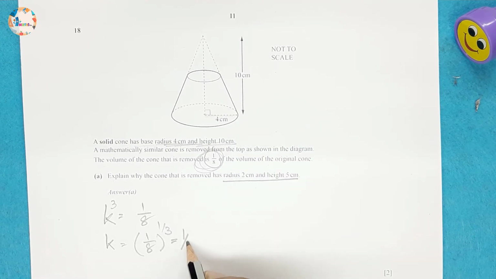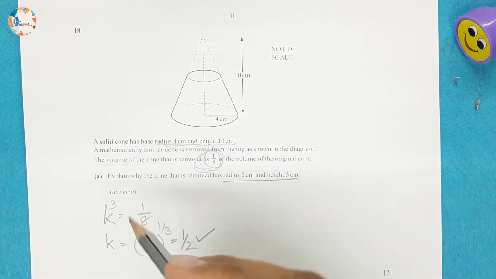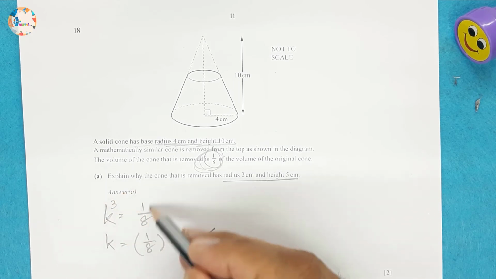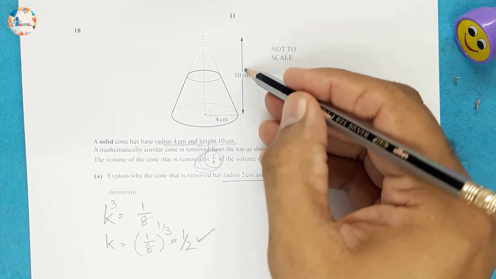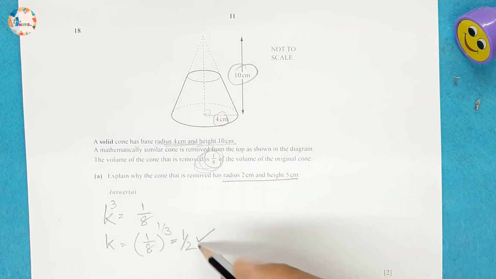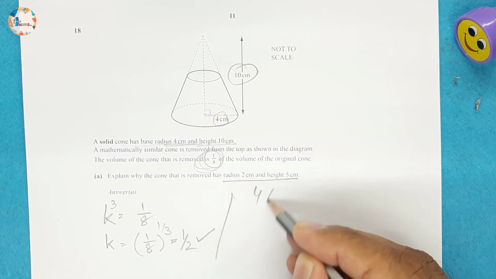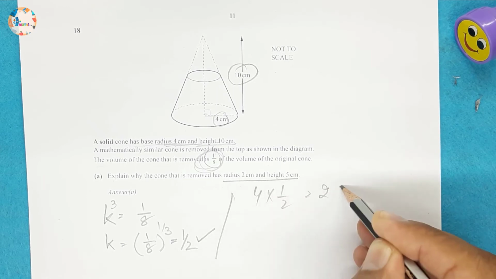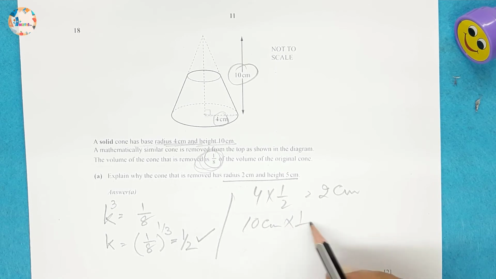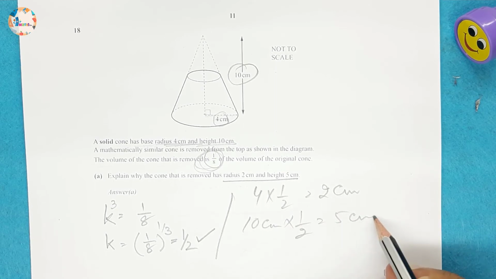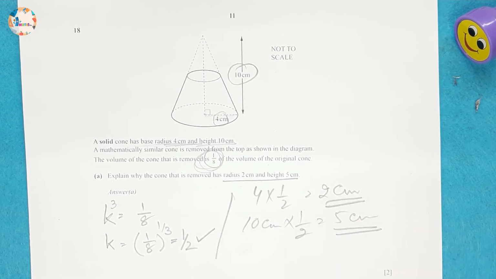So basically this will be the k factor, the multiplication factor for length. What we have done, we have taken volume ratio and calculated the length ratio. Now lengths, this one and this one we will multiply by 1 by 2. So 4 multiplied by 1 by 2 will be equal to 2 centimeters, and similarly 10 centimeters multiplied by 1 by 2 will be equal to 5 centimeters. So these two will be our answers.